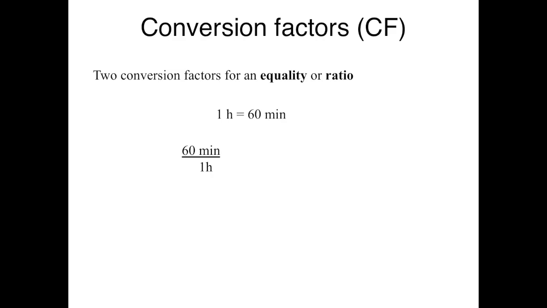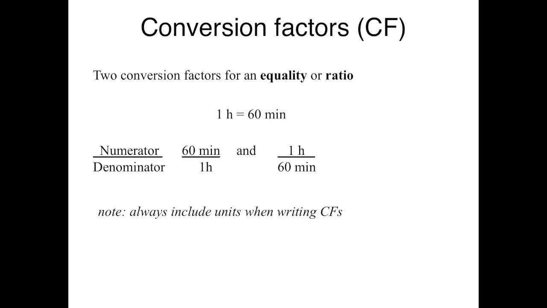So for example, the equality of 1 hour is equal to 60 minutes, you can write as a conversion factor of 60 minutes over 1 hour. Now, for every equality, you can write two conversion factors, and they are just reciprocal of one another. If you just put the numerator and denominator and flip the two, you will have a pair of conversion factors. Sometimes you want to use one, and some other times you want to use another. You will see what I mean in a couple of minutes.